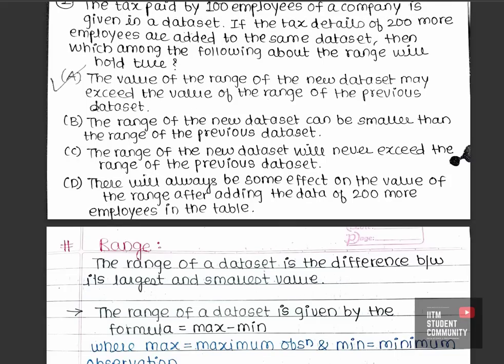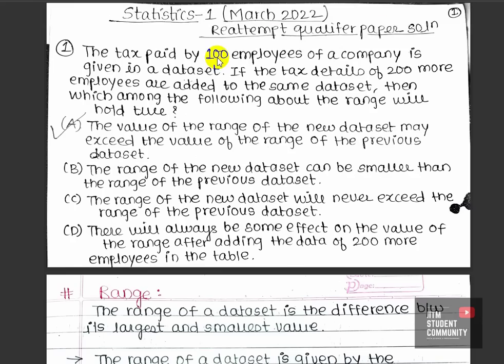Now the question says, first there were 100 employees who paid the tax. Then to the same dataset 200 more employees were added. So what will be the range and which statement would hold true? The first statement says the value of the range of the new dataset may exceed the value of the range of the previous dataset. Yes, it is true. When we add more data to the existing one, the value of range obviously exceeds the value of the previous one. So option A is correct.